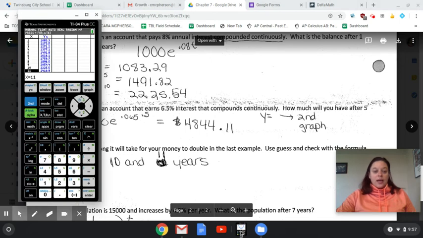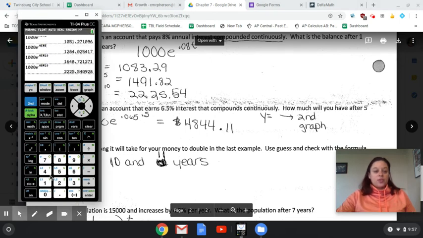So we're going to go to our calculator. You can get out of this, just do second mode. That'll quit, get to a blank screen. So we have $3,500. E is second and ln.